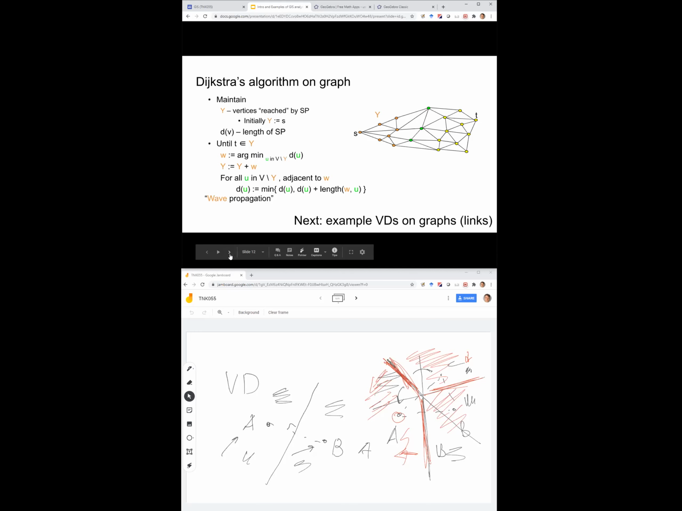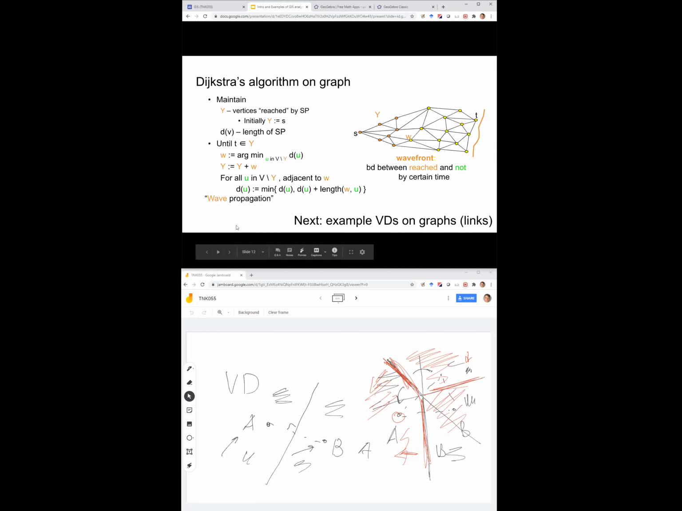And then it has this wave propagation feeling. At any point, the wavefront is the boundary between what has been reached and what hasn't been reached yet. And you propagate the front, you look at the vertices and see which vertex will be reached by the front soonest. What is the vertex to which you can get from S as fast as possible out of those that are yet unvisited, unreached by the front. And then you add this vertex to the set of the visited vertices, and you continue the propagation in this way until you reach your target.